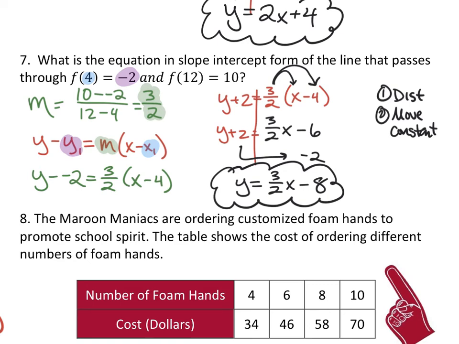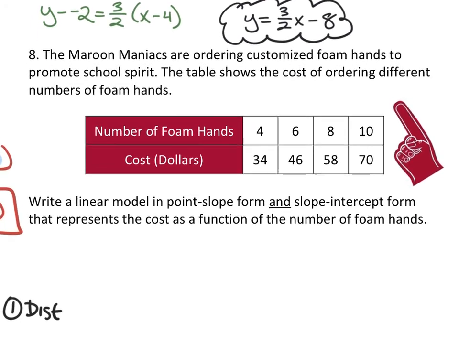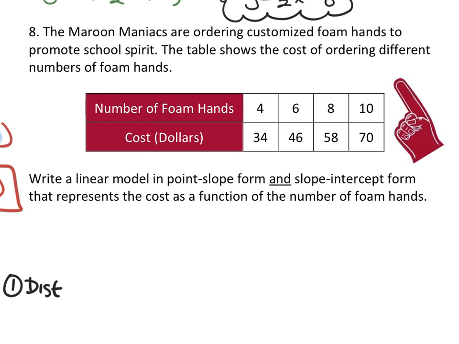So this process works because when we're given tables like the problem in number 8 that don't show me the y-intercept, when we did this before, we just looked for the y-intercept and included that as my b value. But this one doesn't show us the y-intercept, so now we can use this process to write both the point-slope form of an equation and the slope-intercept form. So the Maroon Maniacs are ordering customized foam hands to promote school spirit. School spirit! The table shows the cost of ordering different numbers of foam hands. Okay, write a linear model in point-slope form and slope-intercept form that represents the cost as a function of the number of foam hands. Great.